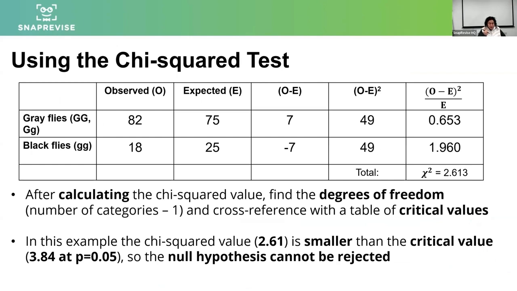I need to know the degrees of freedom, which is number of categories minus 1. What is the number of categories here? Well, it's my 2 different phenotypes, right? So degrees of freedom here is going to be 1.